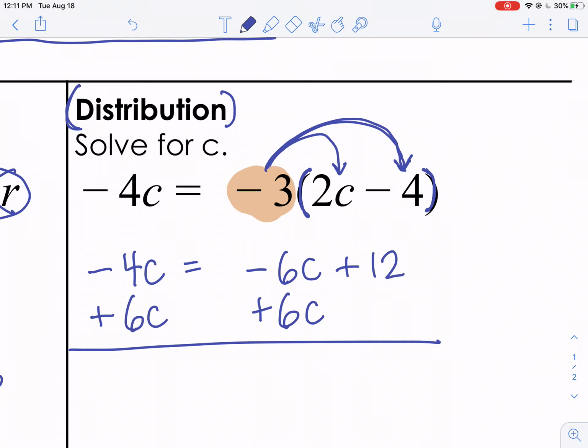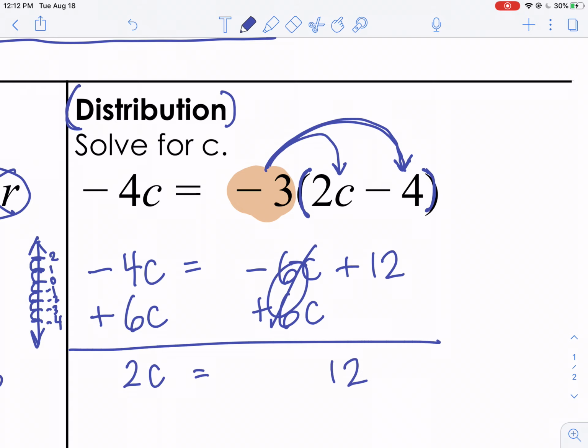Negative 4 plus 6. If I'm at negative 4, 1, 2, 3, 4, I'm at negative 4, and I need to go up 6. I'm going to go up 1, 2, 3, 4, 5, 6. So I went up negative 3, negative 2, negative 1, 0, 1, 2. So this would be positive 2c. Notice that's kind of the same as 6 minus 4, right? Positive 6 minus 4, 2c equals, these make 0, and 12 is here.